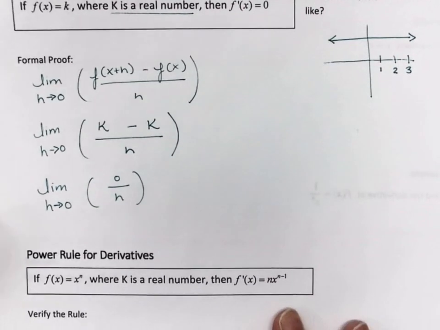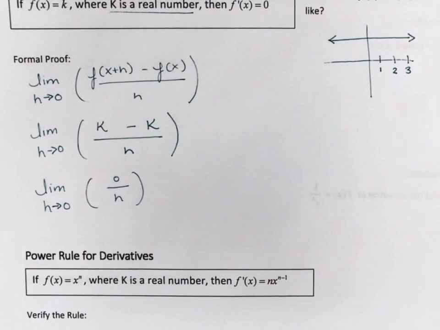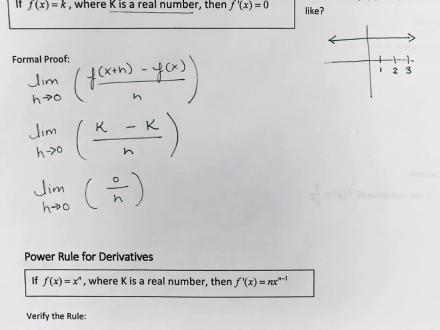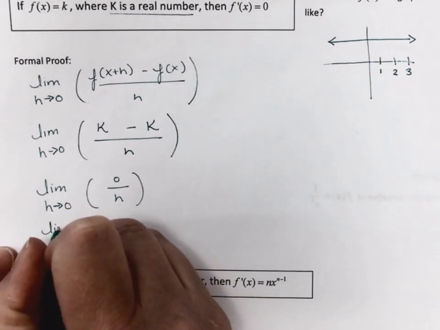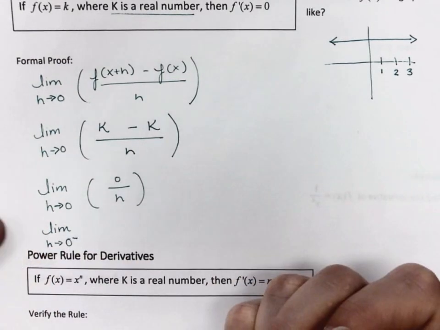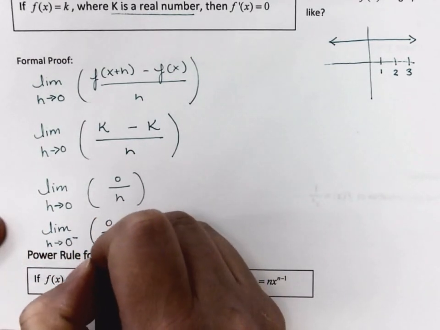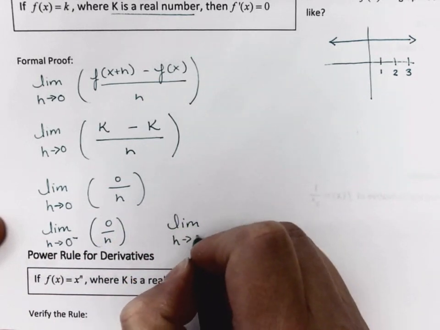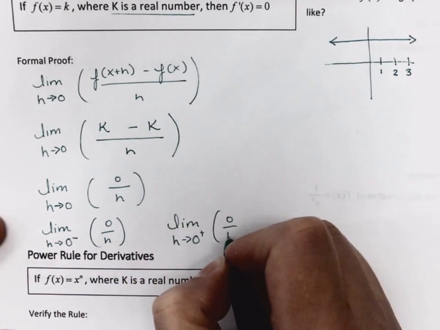Oops, sorry, you can't see that. So if we did direct substitution here, we're going to get an indeterminate number, right? Everybody would agree with me, it'd be 0 over 0. So then we'd have to approach from the left-hand and right-hand side. So we would have to look at the limit as h approaches 0 from the left-hand side. That'd be 0 over h. And the limit as h approaches 0 from the right-hand side.